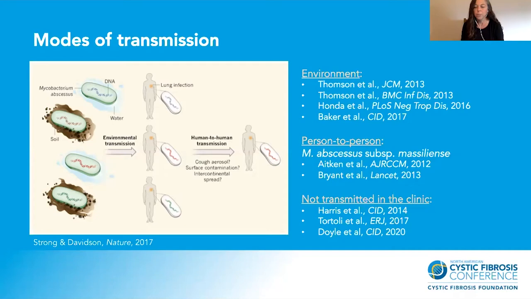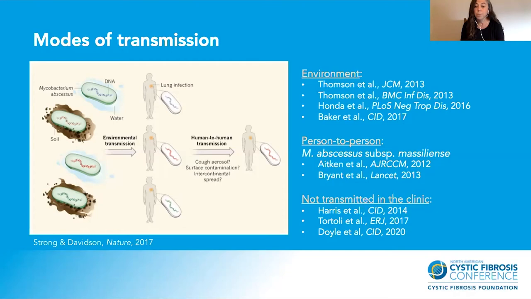So after these two studies, there were multiple other studies from single sites and single CF centers across Europe, including in the UK, Italy, and Spain, where they also did whole genome sequencing of their isolates and looked for evidence of transmission in their clinic. And so while all of those studies found genetically similar isolates and these dominant clones, they did not find epidemiologic evidence for transmission in the clinic setting.